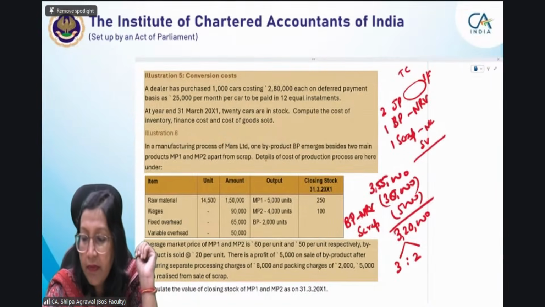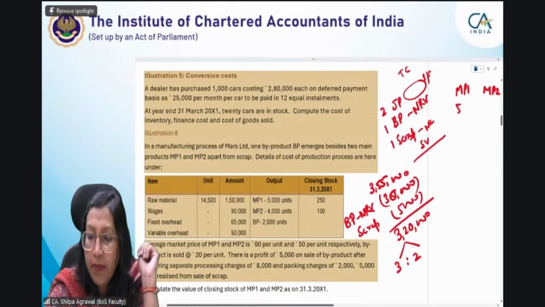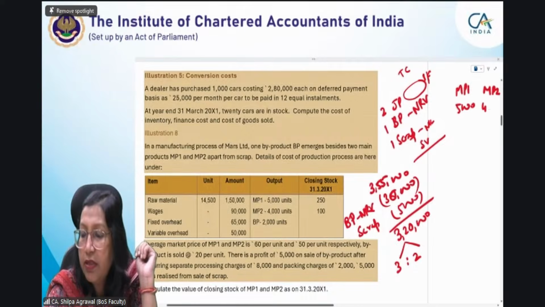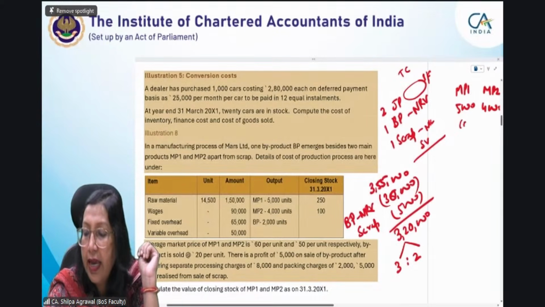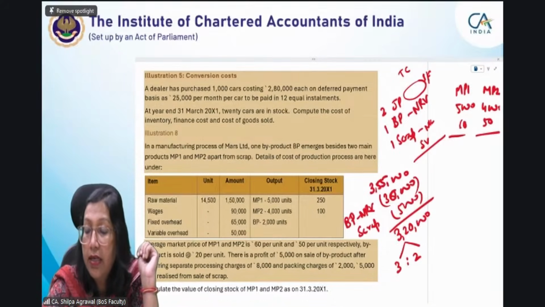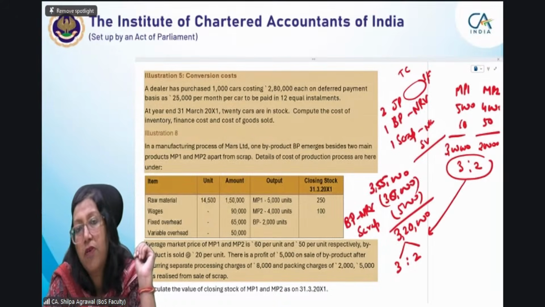I hope how we got 3:2 is clear, but let me explain once again here. MP1 and MP2. MP1 has 5,000 units, MP2 is having 4,000 units. They have separate sale values also, 60 and 50. So for total sales value, because we have to take relative sales value, not per unit, our relative sales value comes to 3 lakh and 2 lakh. So this 3 lakh and 2 lakh ratio becomes 3:2. This 3:2 is used for allocation of joint products value.